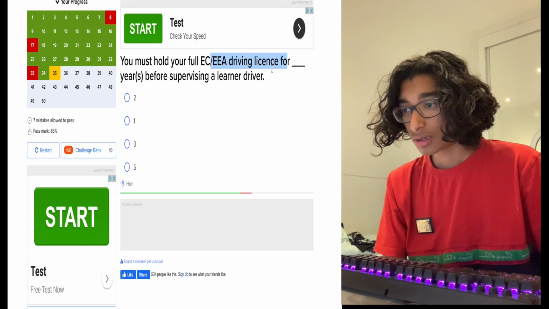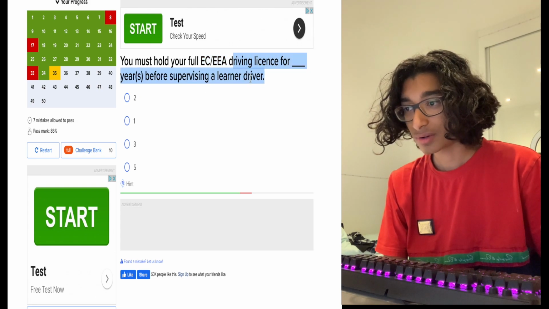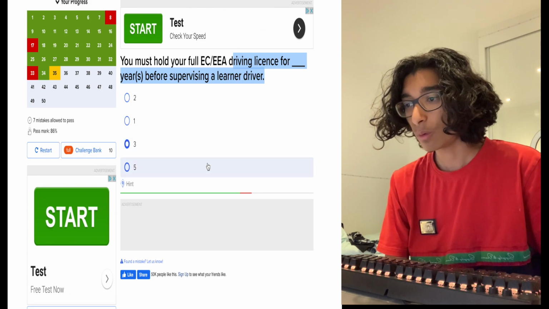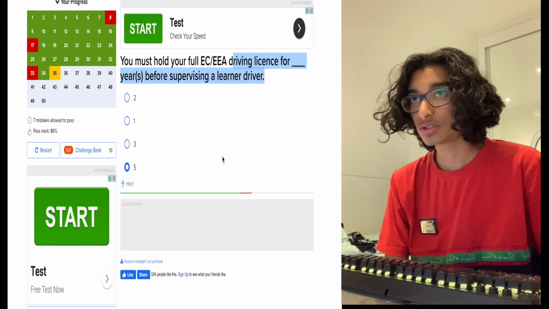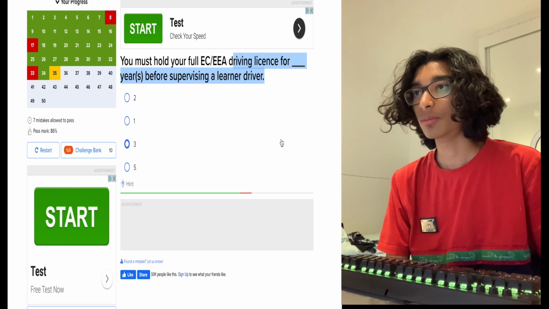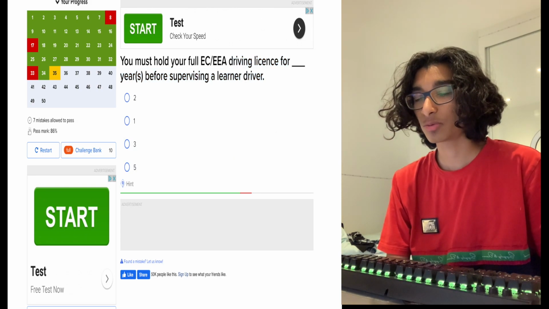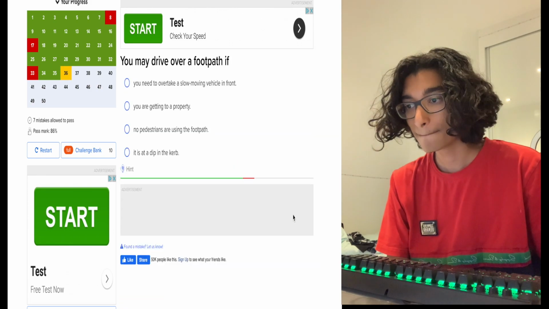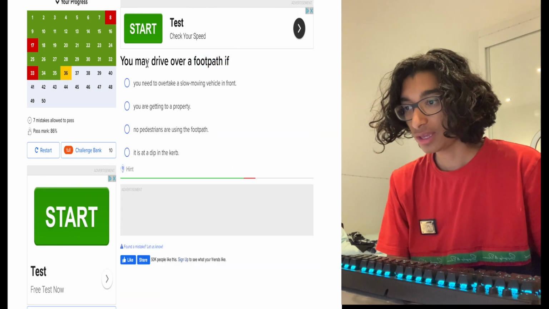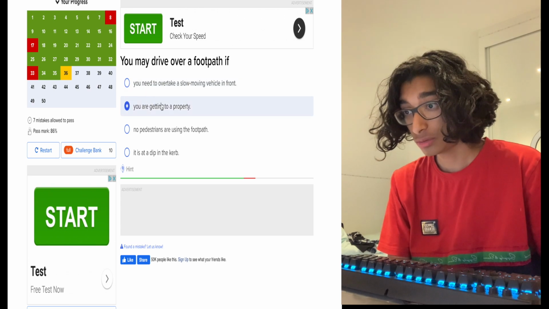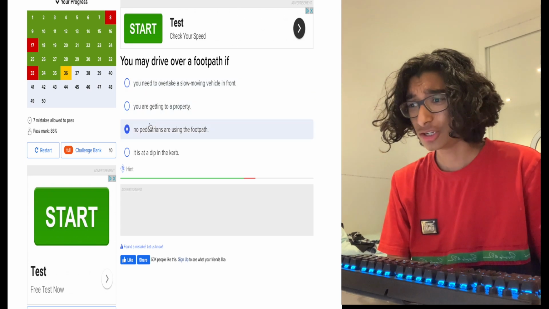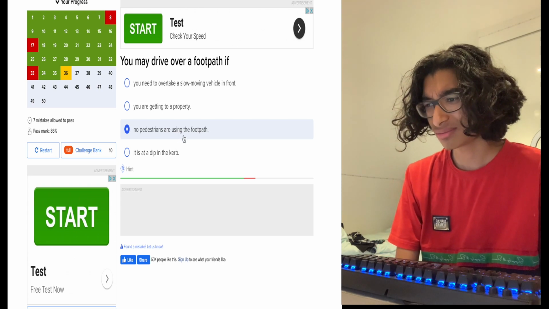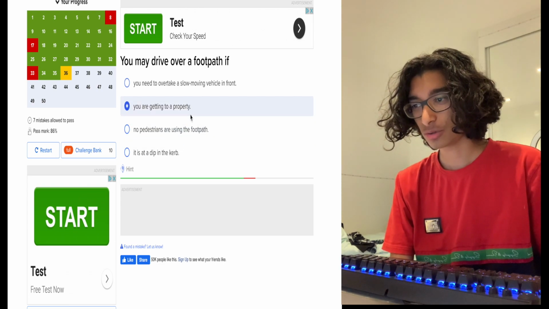You must hold a full EC driving license for something. Is it 3 years or 5 years? 18, 19, 20, 21, 22, 23. No, because I know someone 21 years old can teach you how to drive, so it has to be 3. Yeah. You may drive over a footpath if you need to overtake. No. You're getting to a property. Yes. No pedestrians are using the footpath. Well, no. Yes. I think it's still getting into a property.